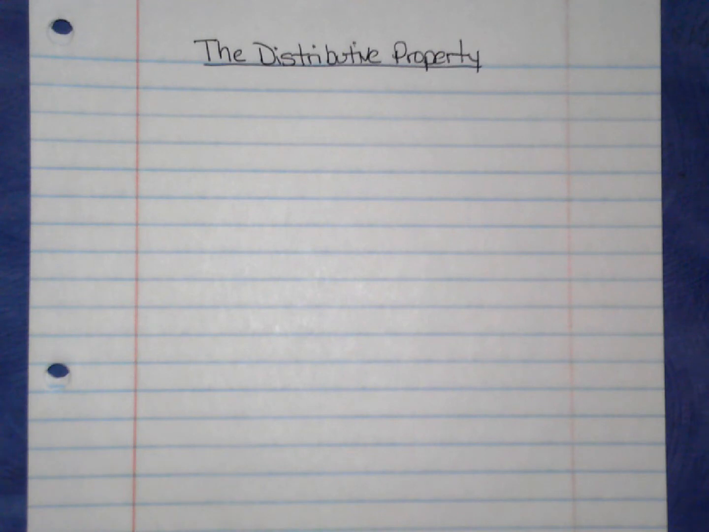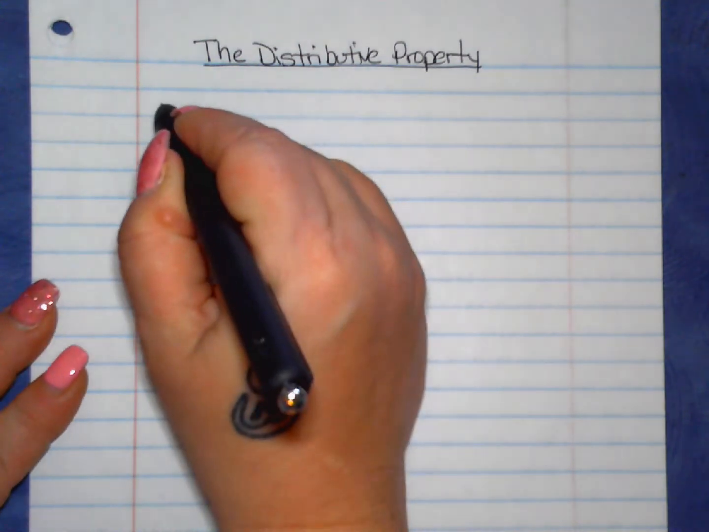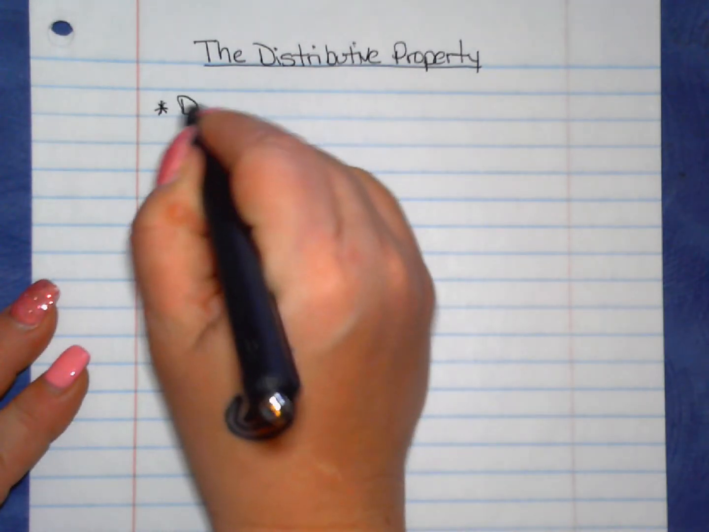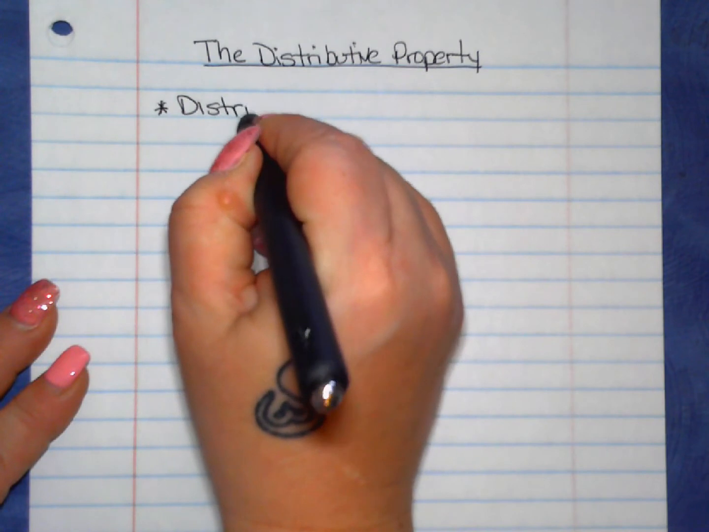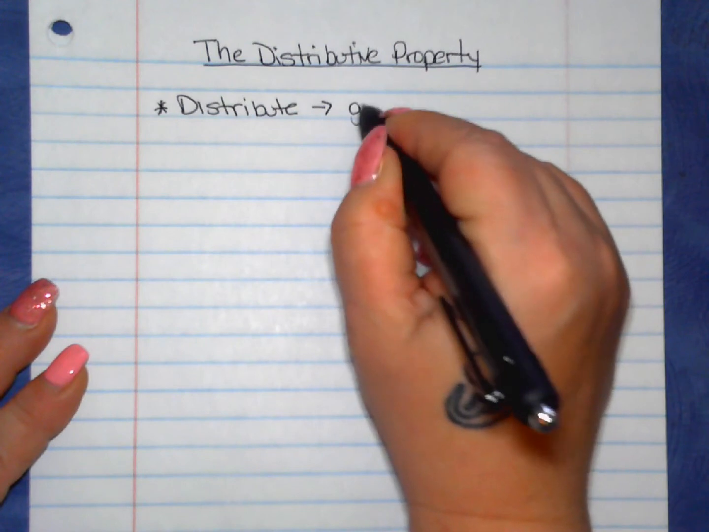If I say that I want you to distribute all of these cookies to your classmates, there goes Mrs. Rodriguez with food again. What are you going to do? You're going to hand out cookies to each of your classmates. You're going to give each classmate cookies. All right, so that's what I want you to think about when we talk about distributive. So think about distribute, like give to everyone.